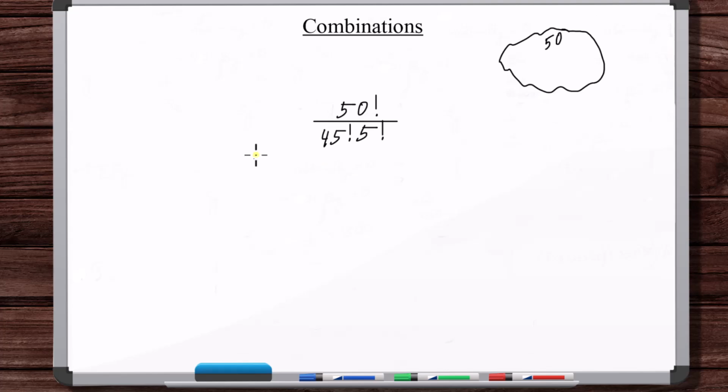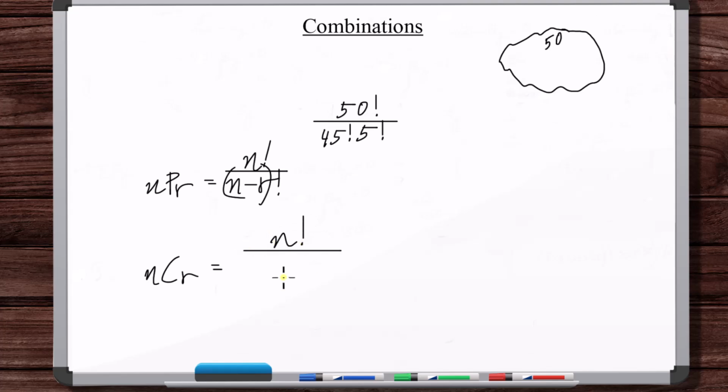And the general formula then, so we had nPr equal to n factorial over n minus r factorial. Well, for combinations, nCr is going to be n factorial over n minus r factorial, and then add in an r factorial in the denominator.